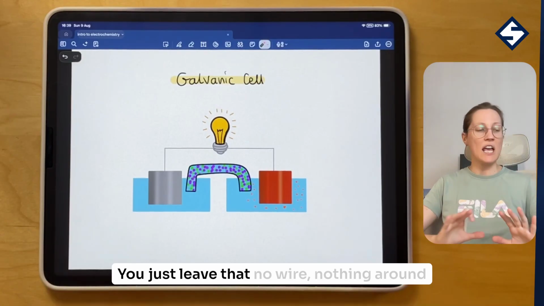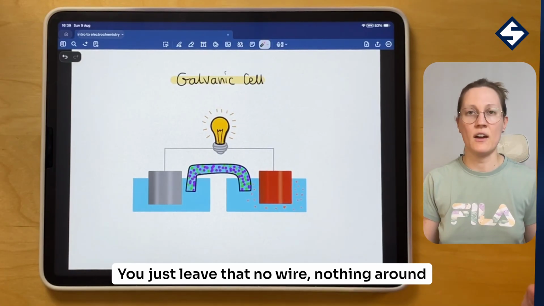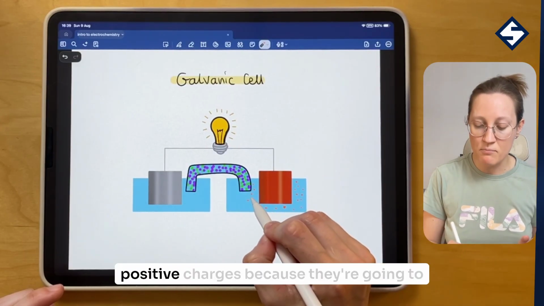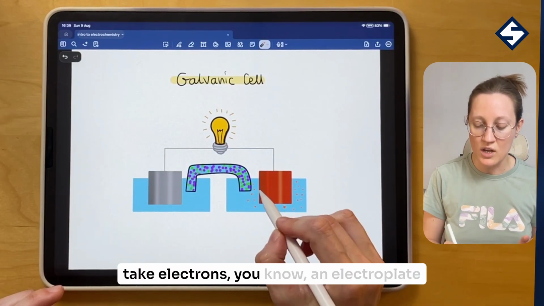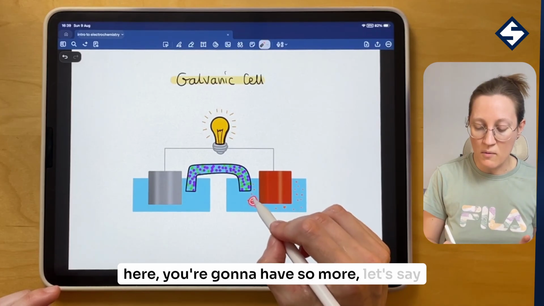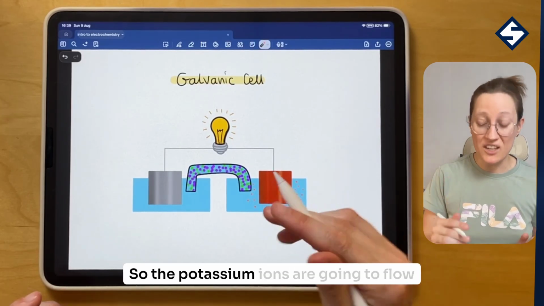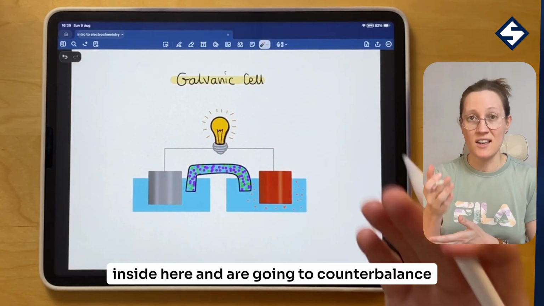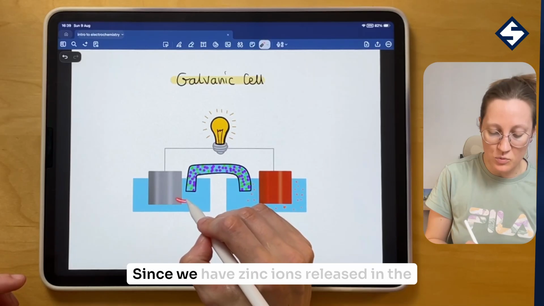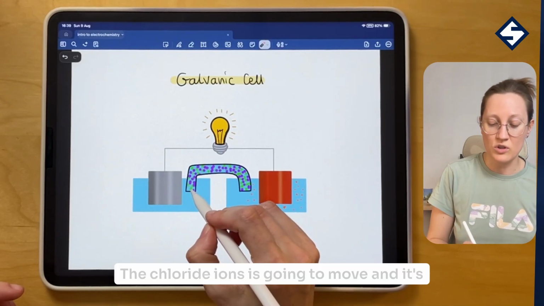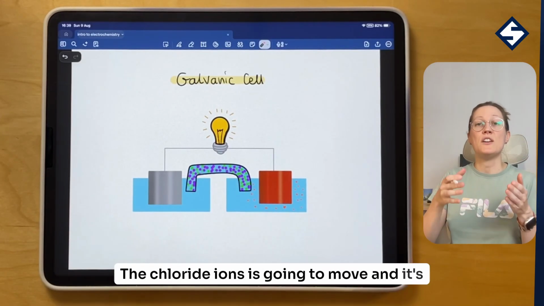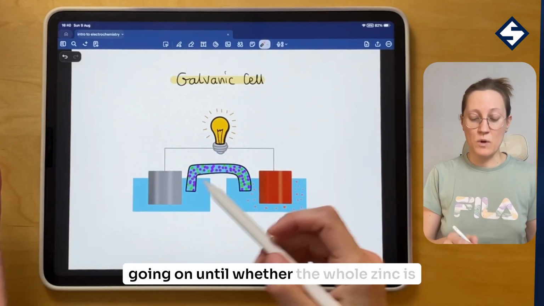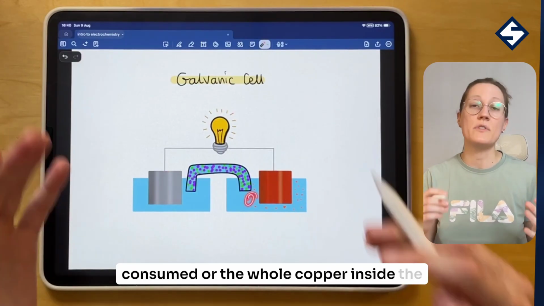You just leave that, no wire, nothing around it. And you're going to see inside the salt bridge that, since we're going to have fewer positive charges because they're going to take electrons and electroplate here, you're going to have more, let's say, negative charges. So the potassium ions are going to flow inside here and are going to counterbalance this. And the same happens here. Since we have zinc ions released in the solution, the chloride ions are going to move and keep electroneutrality. And this is why you're going to see this cell going on until either the whole zinc is consumed or the whole copper inside the solution is consumed.